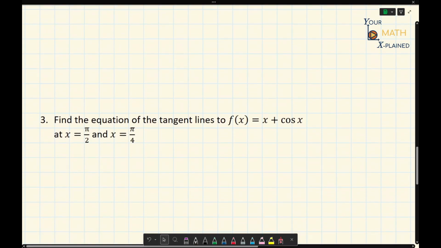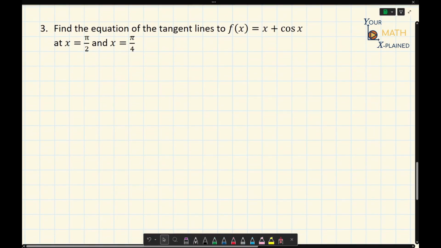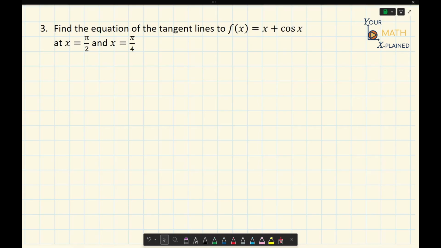Now for our last example of this video, we want to find the equation of the tangent line to this function f of x at x is equal to pi over 2 and at x is equal to pi over 4. So we've done this a couple of times now. We know that in order to find the tangent line, we need a point and we need the slope. And to find the slope, we need to find the derivative. So let's start with that.